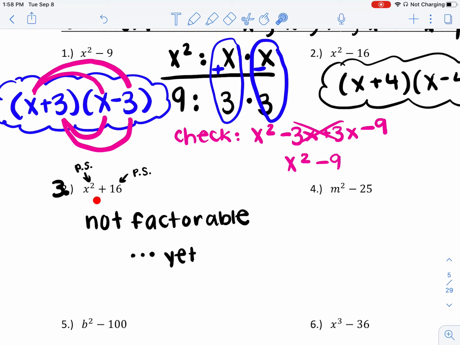We have a plus sign though. We need a minus sign in order to do DOPS, so this plus sign ruins everything. So we can't factor that.